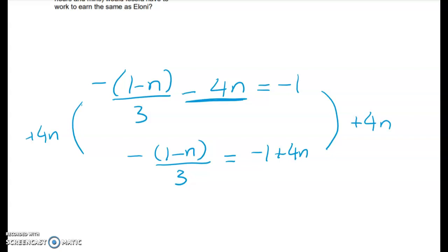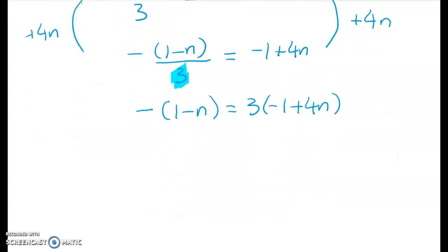Next I'm going to multiply both sides through by 3, giving me this. Now it's probably time to expand out the brackets and then clean up. So we get negative 1 plus n is equal to negative 3 plus 12n. I'm going to collect up the n's on one side and the numbers on the other side. So it doesn't matter which way you go with this, but I think I'll add 3 to both sides.